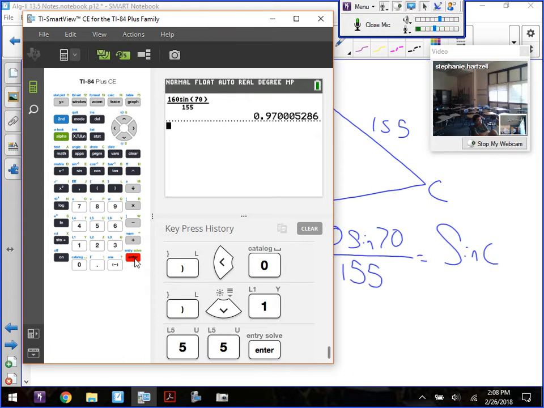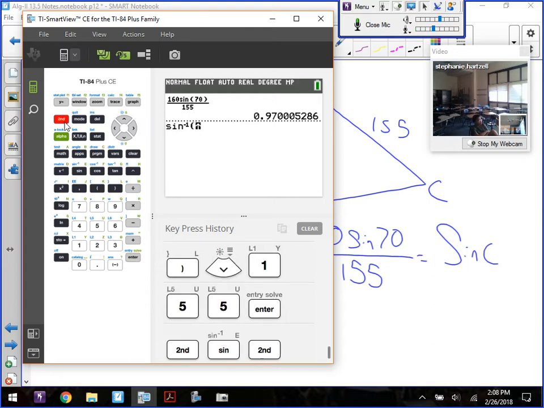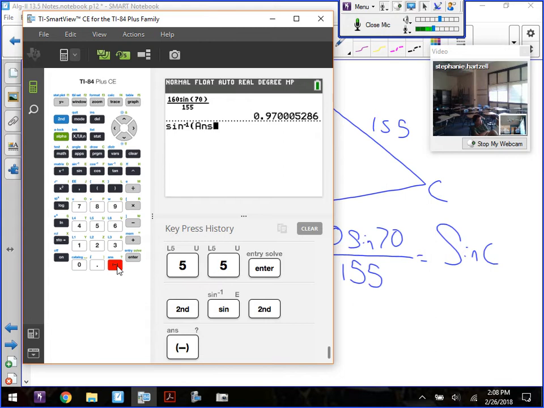You okay with that? What buttons do I press now to figure out the angle of C? Second sine of my answer. You guys get more accustomed using the answer button? Yeah. And I get an angle for angle C of 75.93. You okay with that?